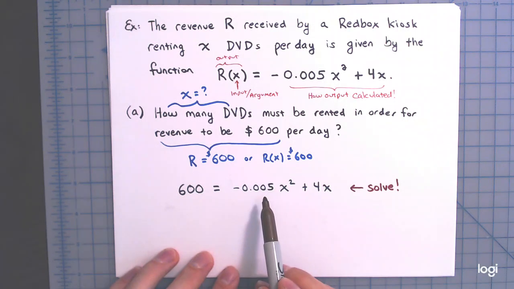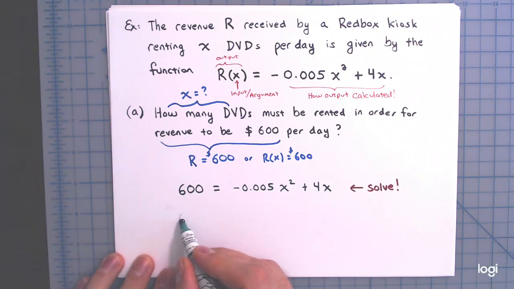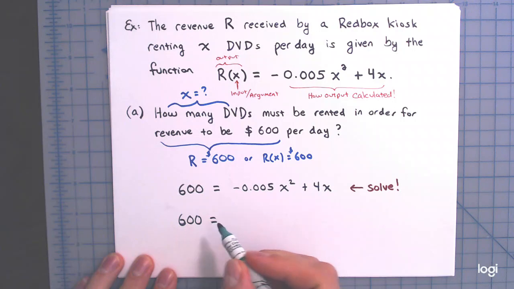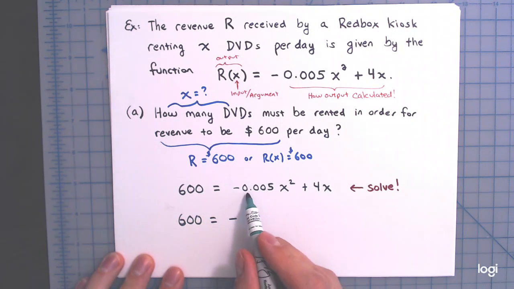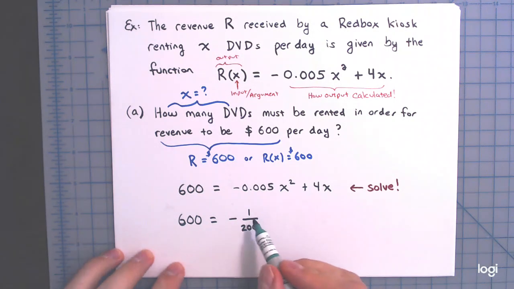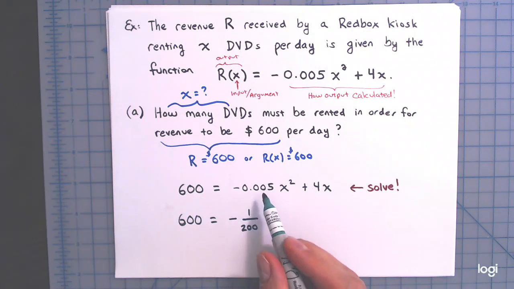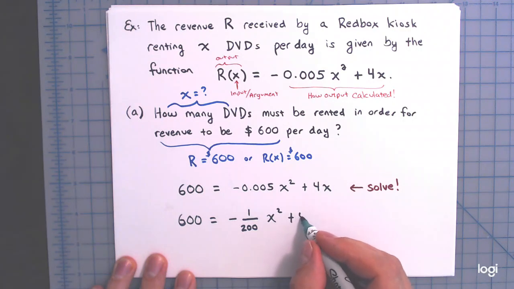Okay. But I'm going to do something a little different. All right, let's think of that as a fraction. This is 600 on the left. And then this is 5 thousandths, 5 over 1,000. But what's 5 over 1,000 when you reduce it? 5 goes into 1,000 200 times. So this is negative, 5 thousandths as a fraction that's totally simplified is 1/200th. That's the same thing as 5 thousandths times x squared plus 4x.